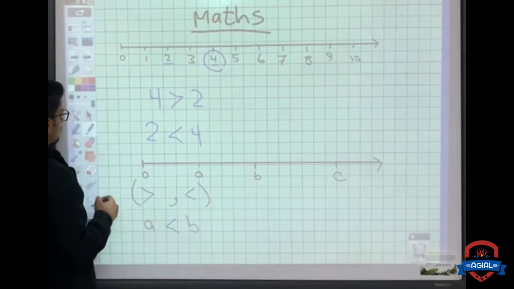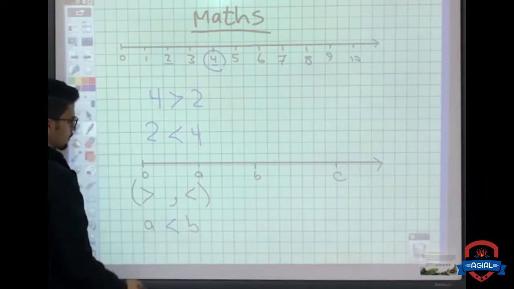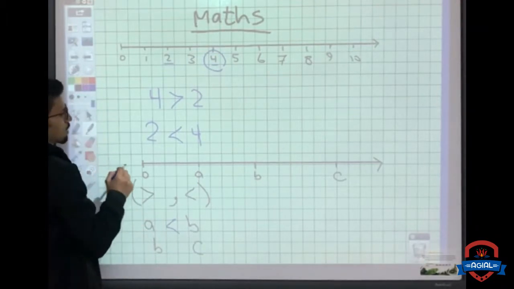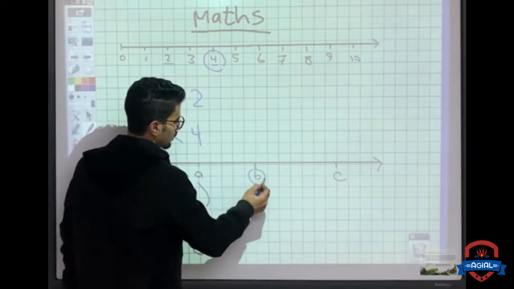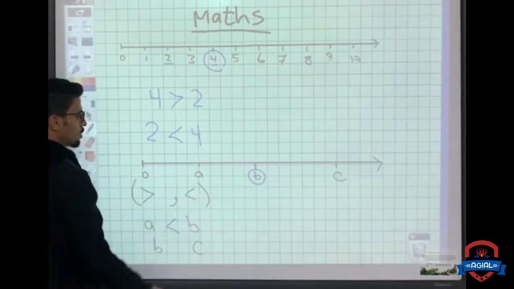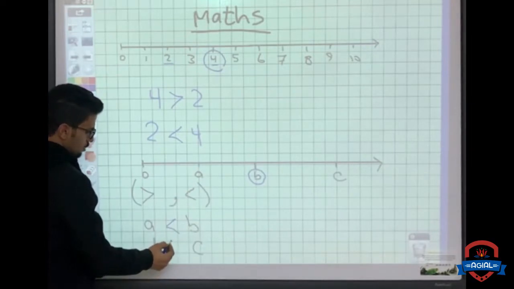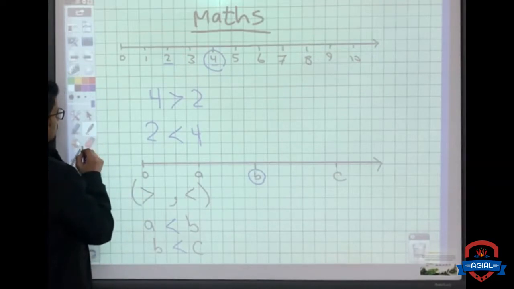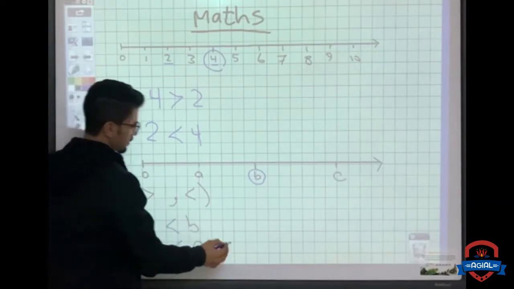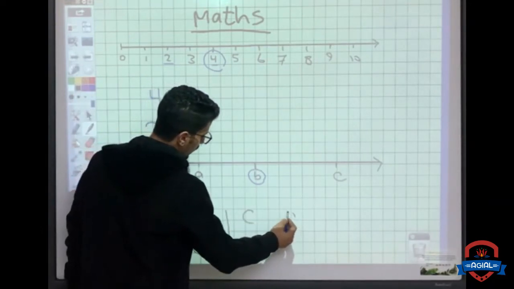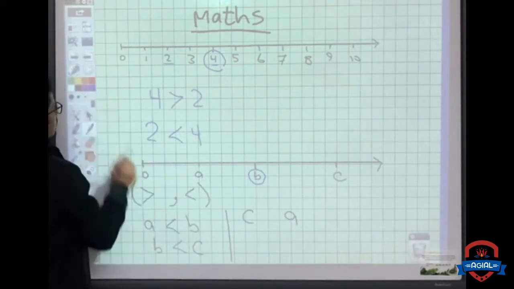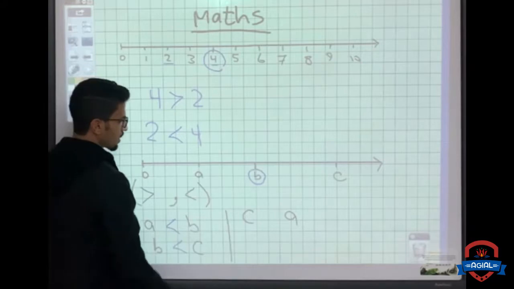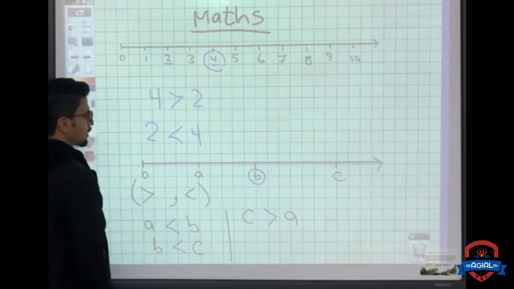If we need to compare between B and C, we have to look at letter B and letter C. The letter B is on the left of letter C, so B is less than C. And if we need to compare between C and A, we have to look at the number line. C is on the right of letter A, so C is greater than A.